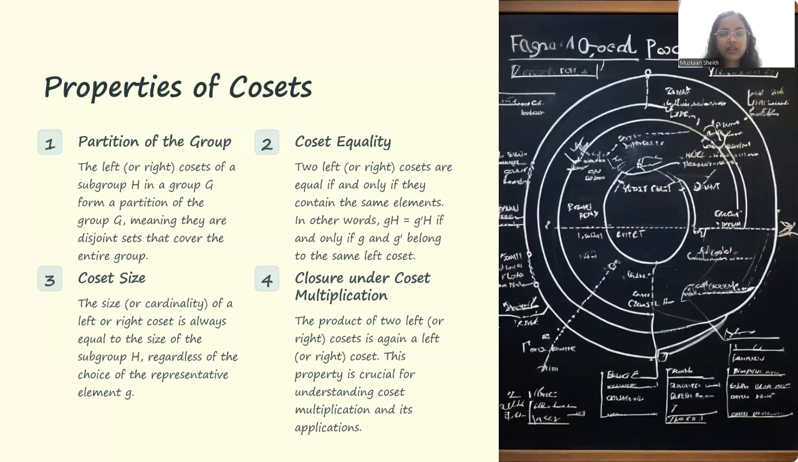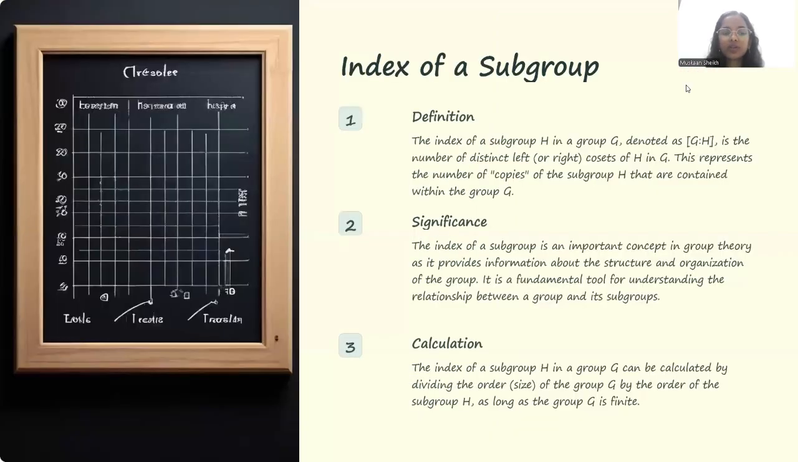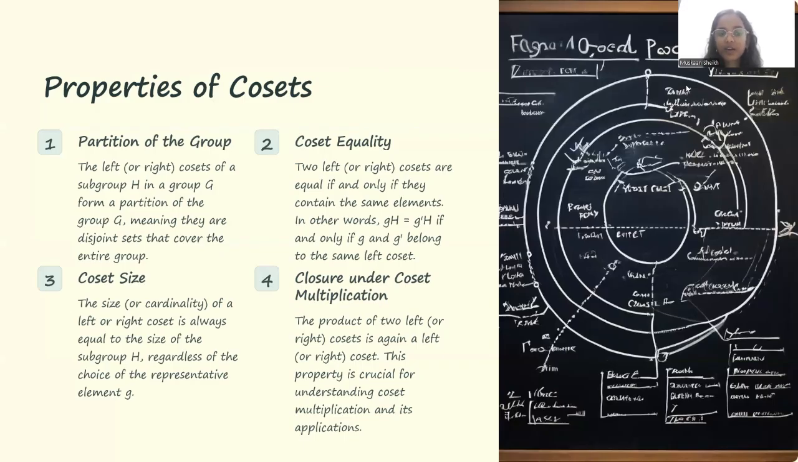Coset size. The size of a left or right coset is always equal to the size of the subgroup H, regardless of the choice of the representative element g. Closure under coset multiplication. The product of two left or right cosets is again a left or right coset. This property is crucial for understanding coset multiplication and its applications.